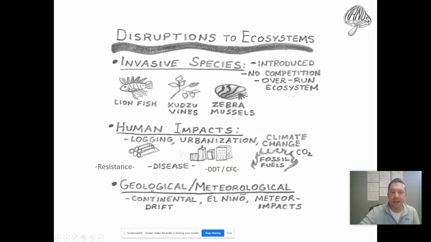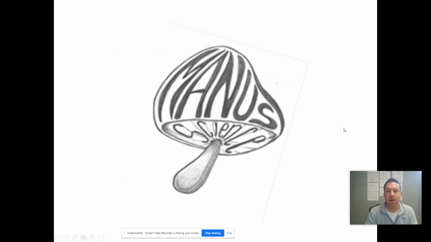Then there are also more natural causes, like geological and meteorological ones. So continental drift, El Nino, warming trends, and meteor impacts. These are all going to be ways that ecosystems can be affected. And that concludes our ecosystem unit.